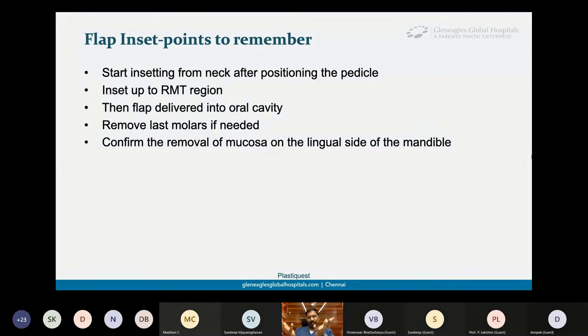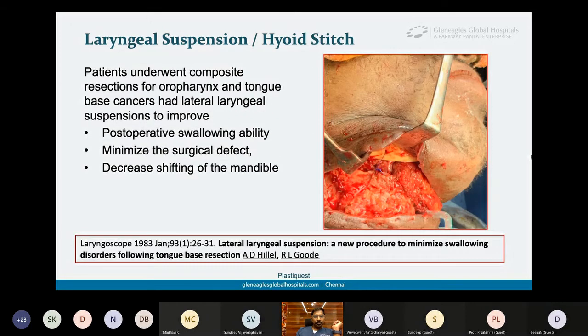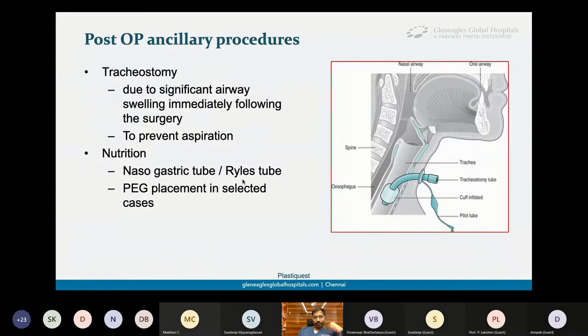And if there's excess muscle, fix it to the mandible or keep it in a proper position so that the entire cavity is filled and the muscle acts as a filler. And as the presenter rightly mentioned, we have the hyoid stitch. It's taken between the body of the hyoid and a drill hole in the mandible. This improves post-operative swallowing ability and minimizes the surgical defect. Shifting of the mandible might not be required here, but it has that added advantage also.